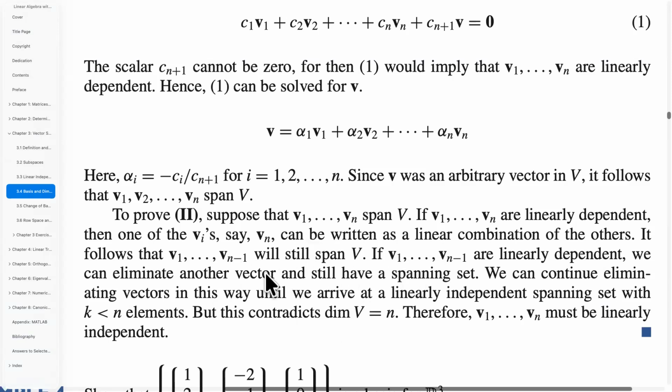So the only thing that stops this process from happening is that V1 to Vn have to be linearly independent. Otherwise, we can do this trick for at least one round and reduce the set by one vector. So that's it. We can show that if V1 to Vn span V, then they are linearly independent. Then let's go back.